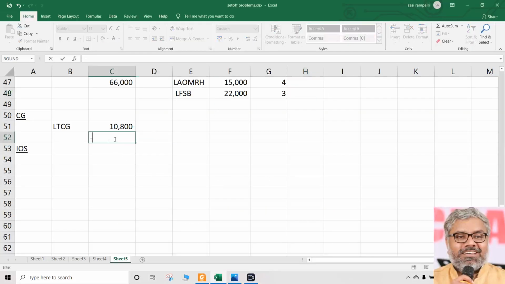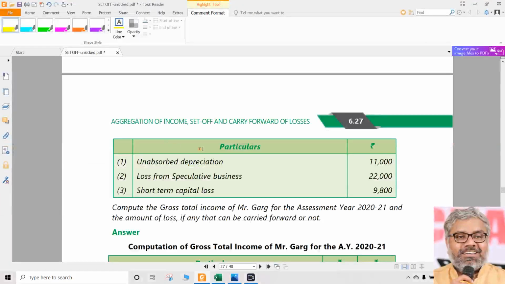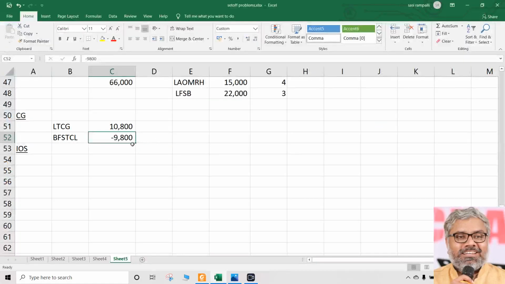Then we have a short-term capital loss of 9,800. Can that brought forward short-term capital loss be set off against long-term capital gain? Absolutely yes, there is no problem. Why? Because the restriction is on long-term capital loss but not on short-term capital loss. And anyway, there is no restriction on intra-head adjustment within capital gains. So within the head there is no problem. Short-term capital loss can always be set off against long-term capital gain.